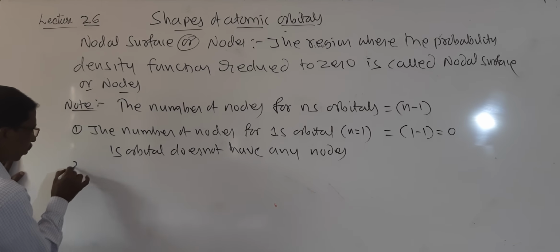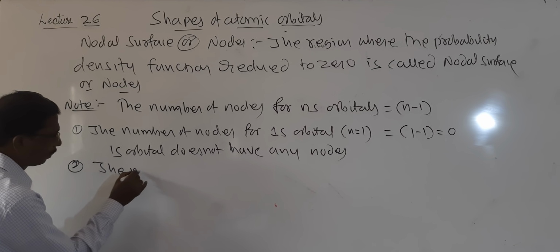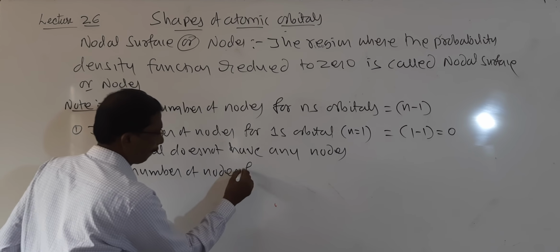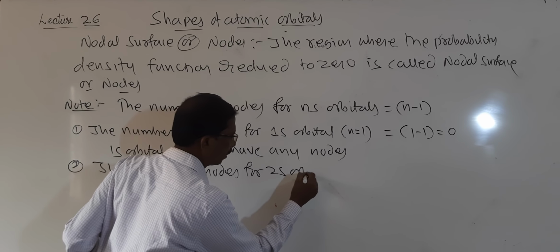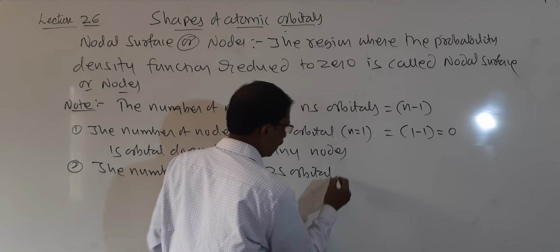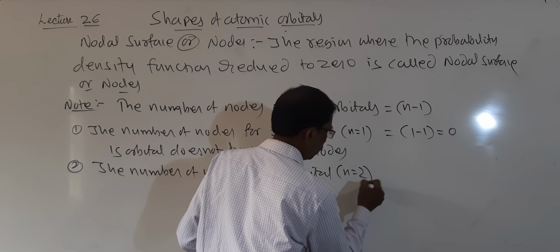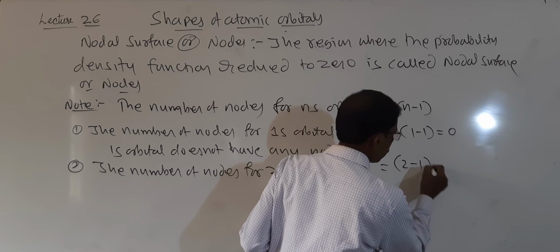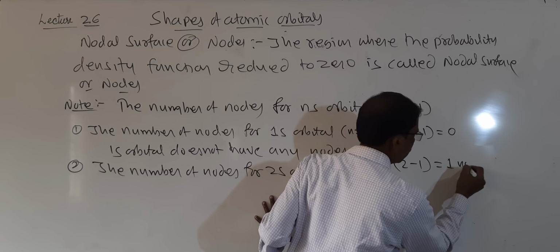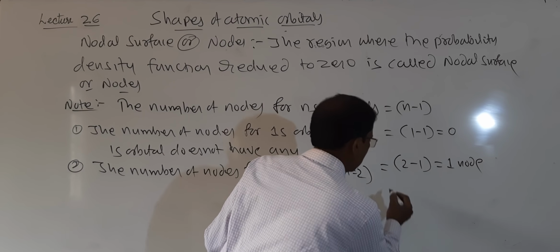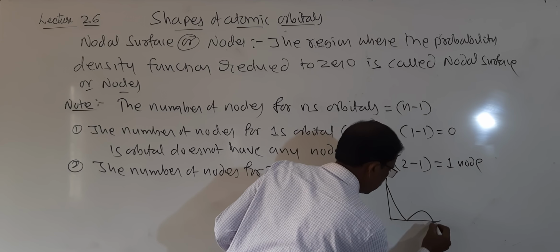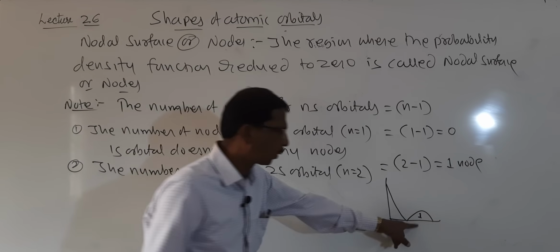Then what happens to the second one? The number of nodes for a 2s orbital: for a 2s orbital, n is equal to 2, so 2 minus 1 is equal to 1 node. It has one node, which is here.